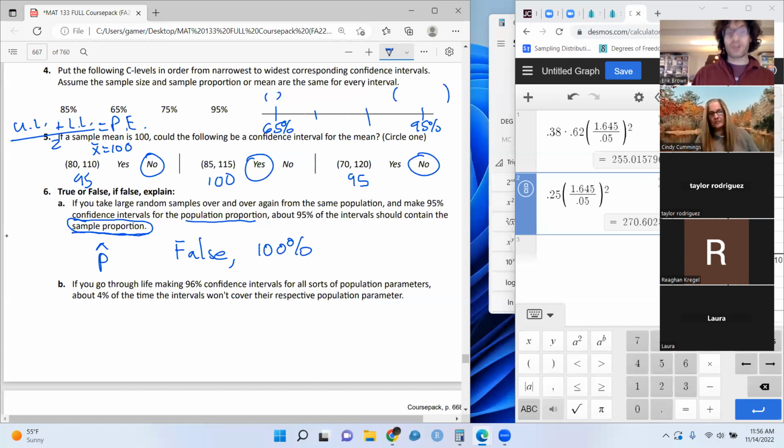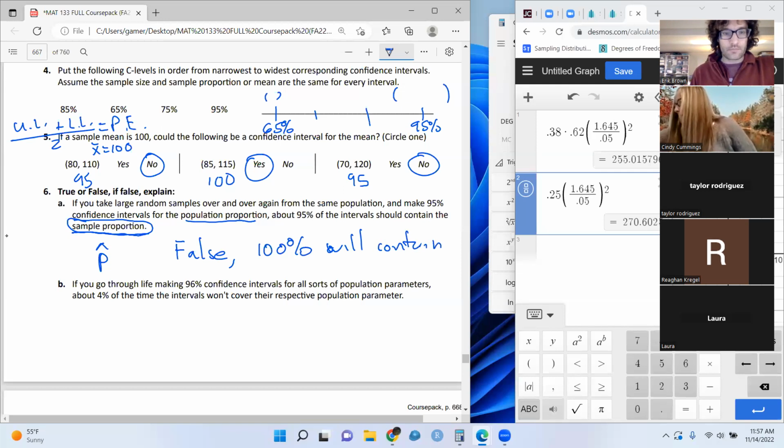Now, we could change one little word here and it would make it correct. If we change the word from sample to population, that would be correct, because that's what the theory says. If we have a 95% confidence level and we keep taking samples over and over and over, 95% of those intervals will contain the population parameter. We don't know where in the interval that parameter is going to be, or that population proportion. It's going to be somewhere. Okay, so 100% will contain the p hat.